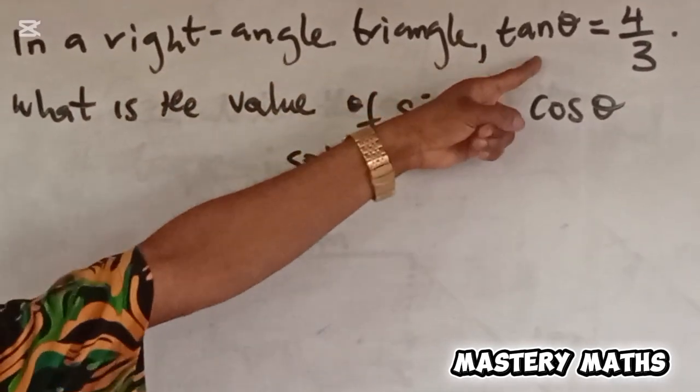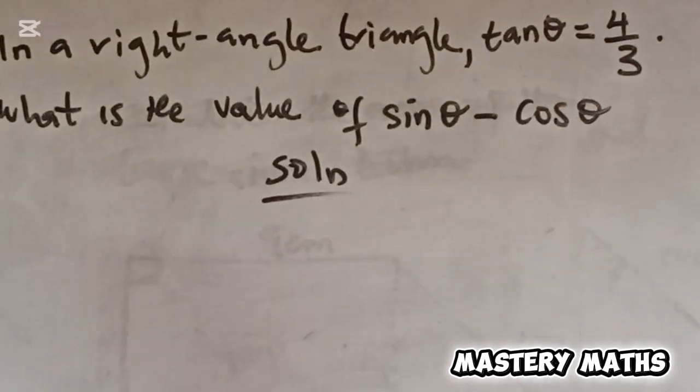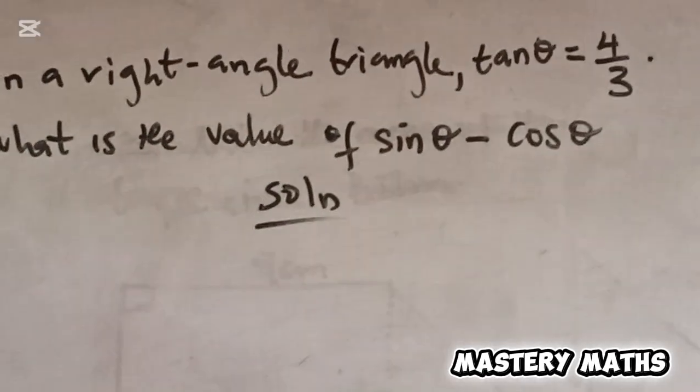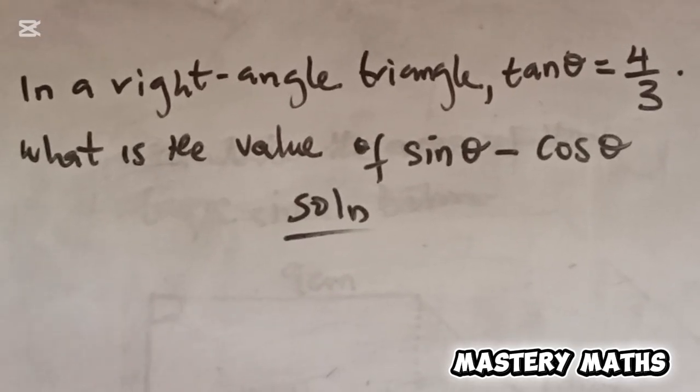In a right angle triangle, tan theta is equal to 4 over 3. What is the value of sine theta minus cos theta? If you look at the board, this is a trigonometry ratio.